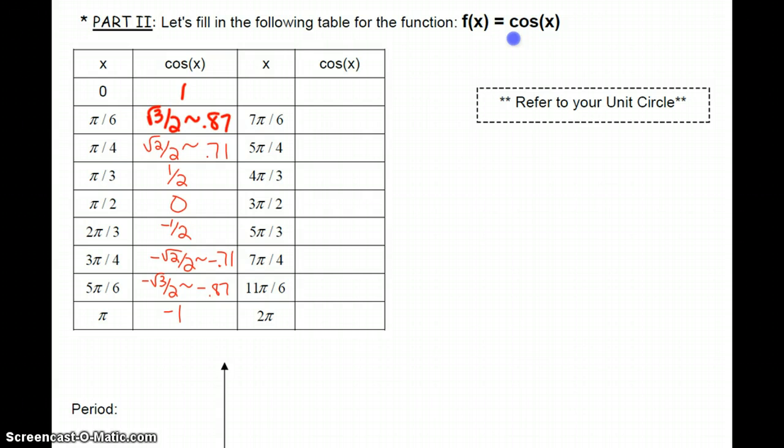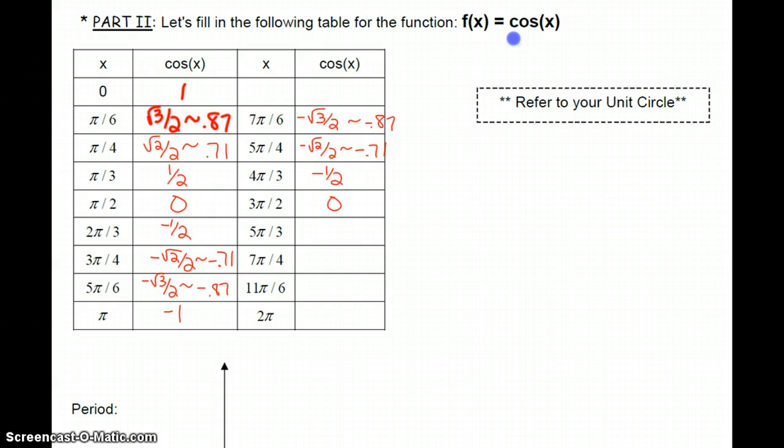Continuing in our second column, the cosine of 7 pi over 6 is negative root 3 over 2, which again is negative 0.87. The cosine of 5 pi over 4 is negative root 2 over 2, which is about negative 0.71. The cosine of 4 pi over 3 is negative 1/2. The cosine of 3 pi over 2 is 0.